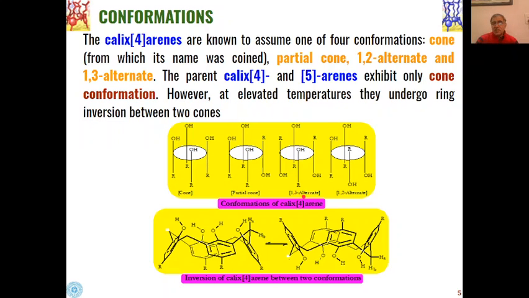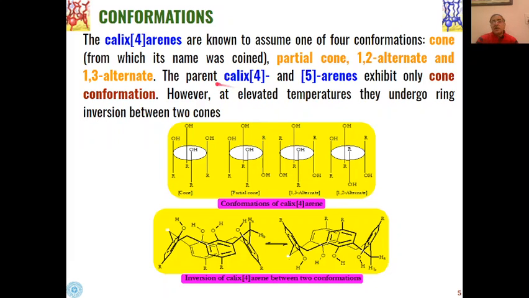Then 1,3 alternate is where positions 1 and 3 are present alternately. In one case both the R groups, and at the 1,3 position both the OH groups, are on the same side. So this is 1,3 alternate. Similarly, we can have 1,2 alternate, where both the hydroxyl groups and the aromatic rings are present on the same side and then on the opposite side alternately. So these are the 1,2 alternate and 1,3 alternate conformations of calixarenes.